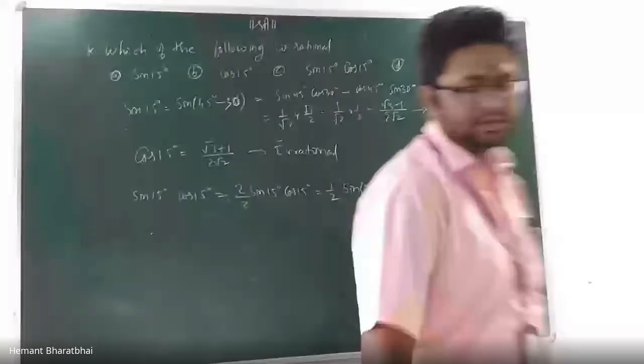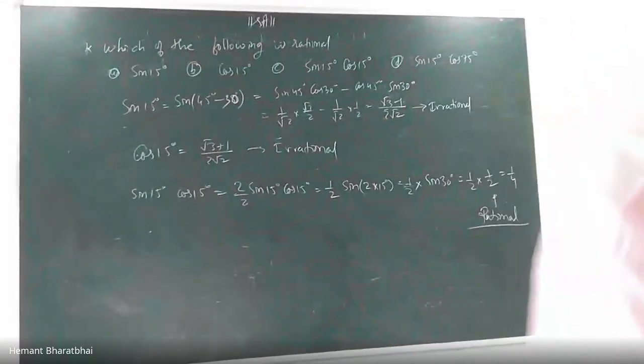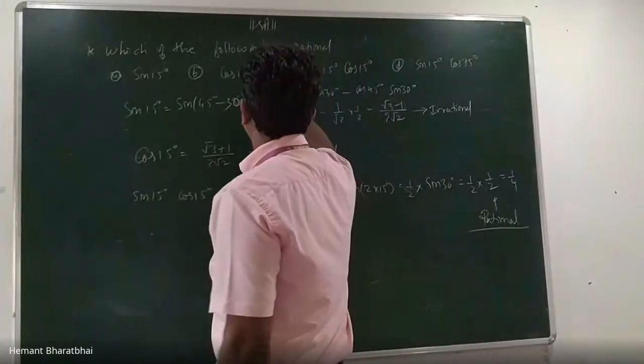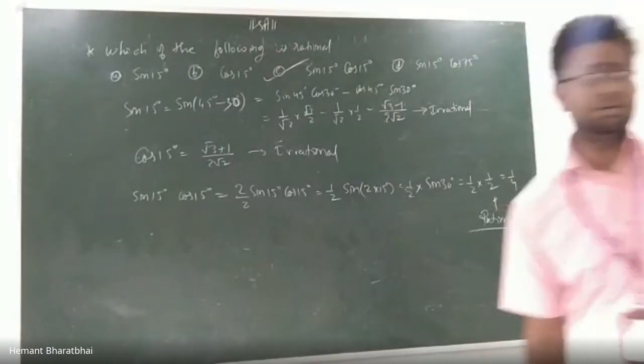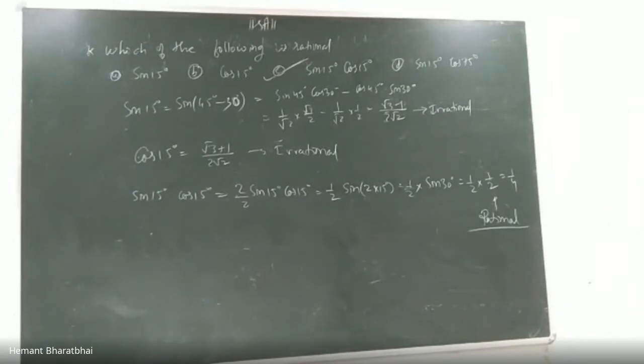Hence, the answer is option number C. He has asked in the question which of the following is rational. So option number C is my answer. Sine of 15 degree into cos of 15 degree is going to give me a rational number.